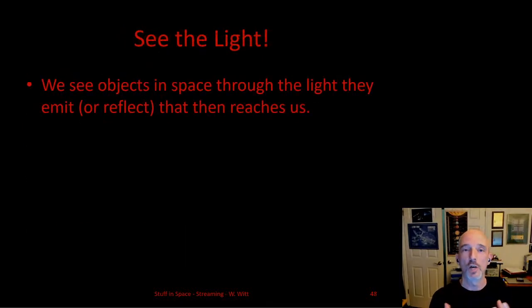To do that, we're going to talk about light. We see objects in space through the light that they emit, or maybe they reflect, like we see the moon because it reflects light from the sun. Objects out there shine on their own, or they reflect light, and then that light reaches our eyes, and that's how we see them.